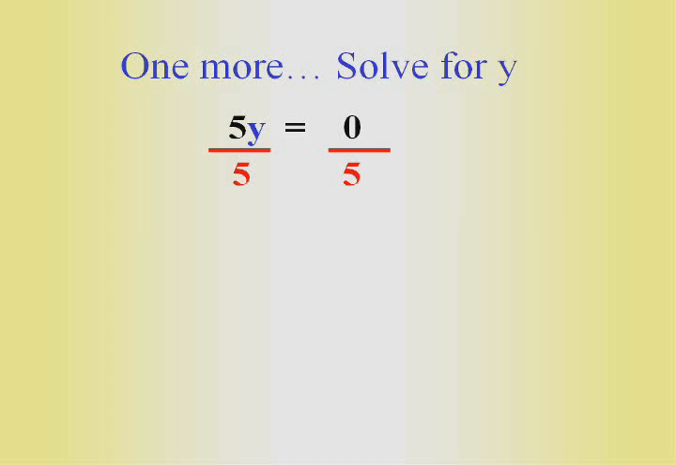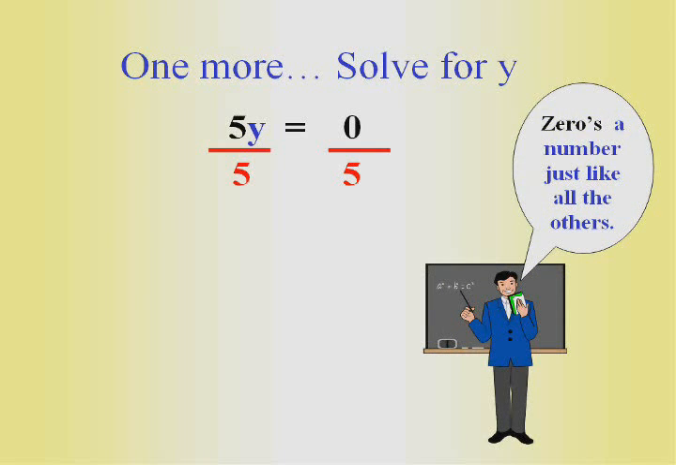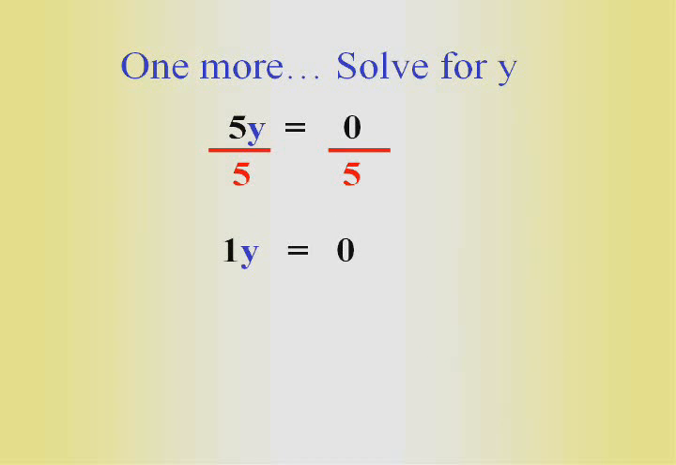5 divided by 5, well, that's going to cancel out, and you'll get y. And 0 divided by 5. Remember, what is 0 divided by 5? 0 is a number. You can do division. You get 0. And you can have 0 as an answer. The answer, the solution to this equation, is that y equals 0.